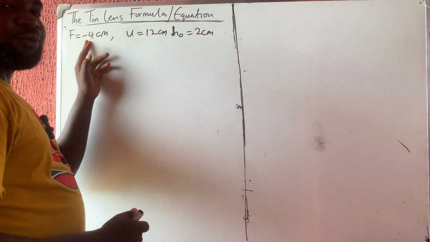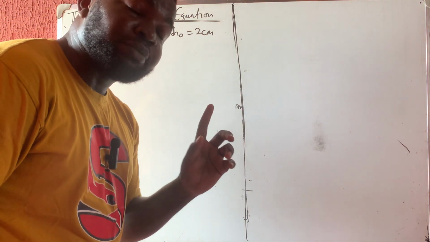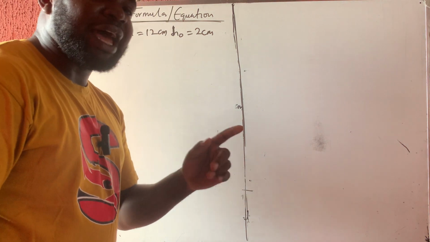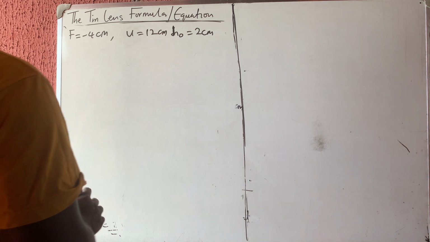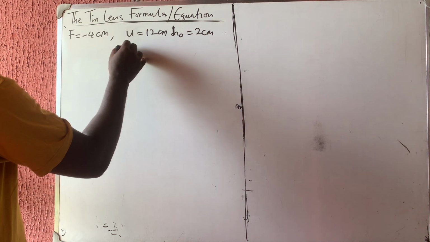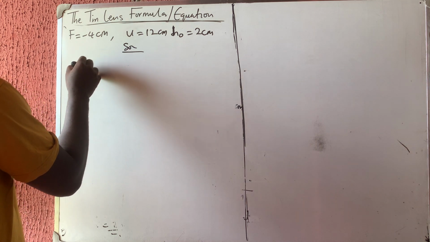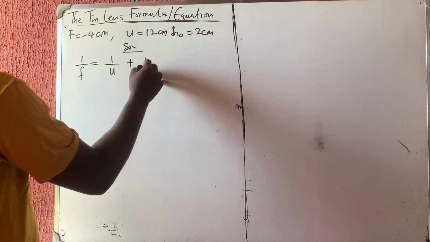Okay, so having this now, what do we do? Because I have negative for our F, it means that this is a diverging lens. And if it's a diverging lens, it is a concave lens. That's the first thing you need to know. Okay, now the next thing we need to calculate: our formula does not change. 1 over F is equal to 1 over U plus 1 over V.